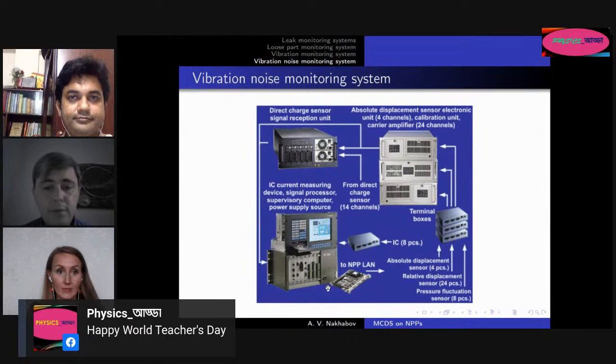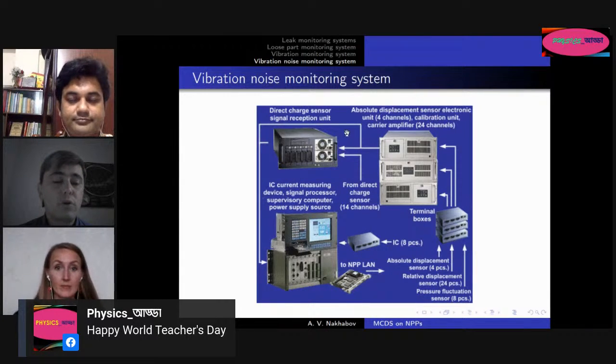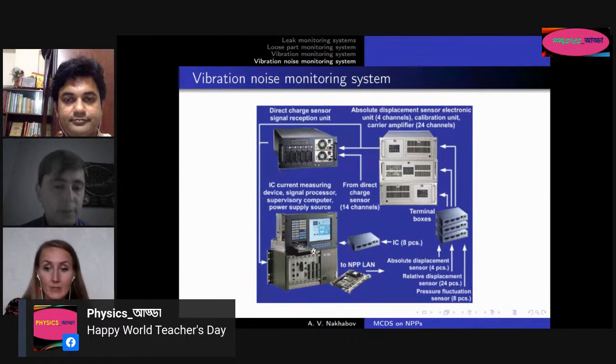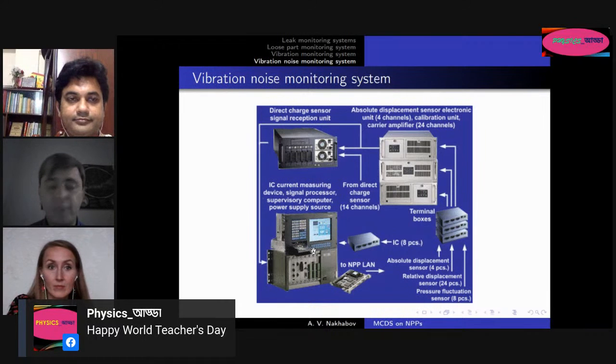And as I said, we have ionization chambers, eight pieces. We have a LAN, a uniform network of the nuclear power plant. We have signals from sensors, through terminal boxes to a special calibration unit, amplifiers, and so on. And finally, information from all sources is collected in one special device, like a special technical computer, to process all this information together.